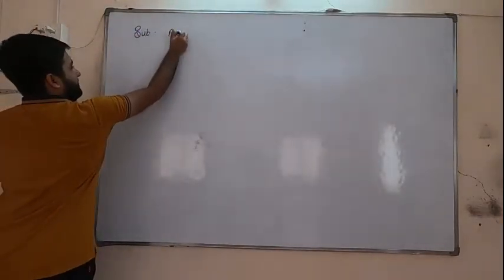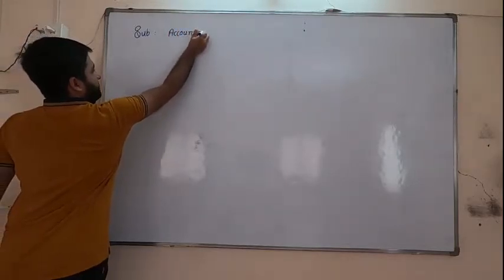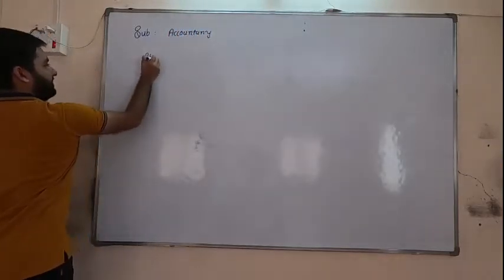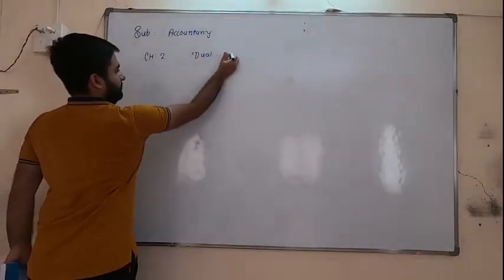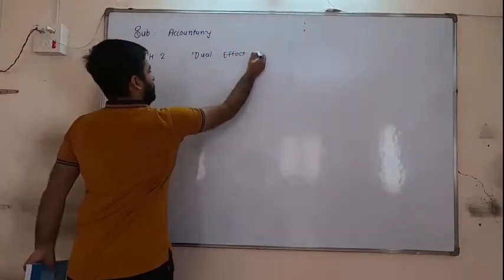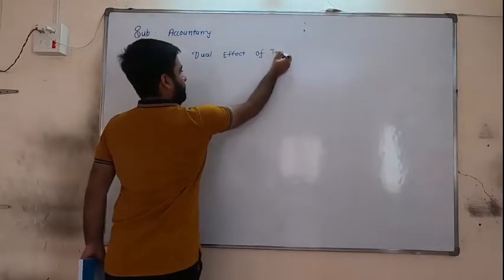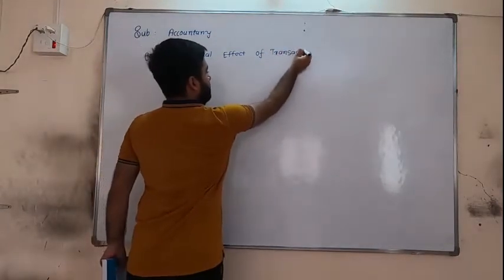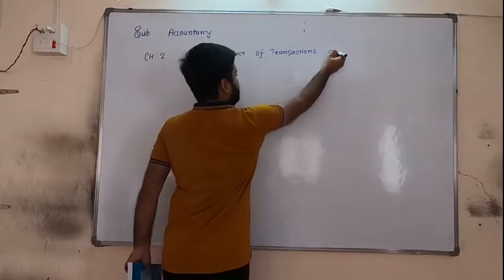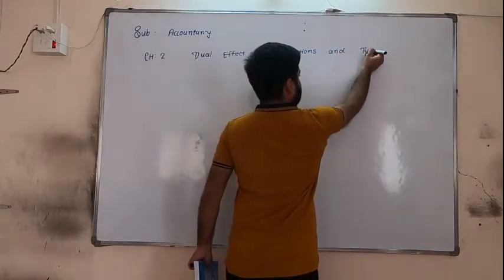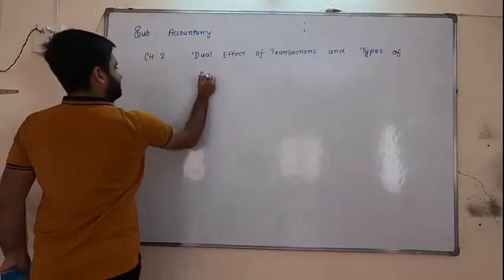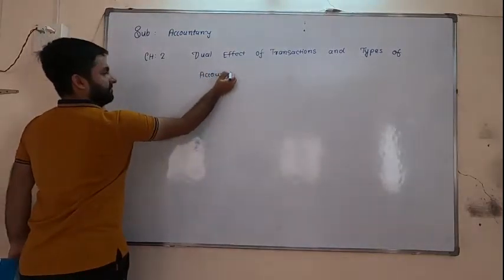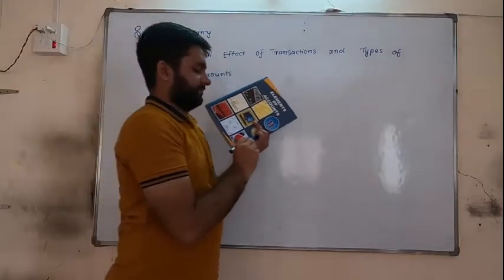Subject: Accountancy. Chapter number 2: Dual Effect of Transactions and Types of Accounts.